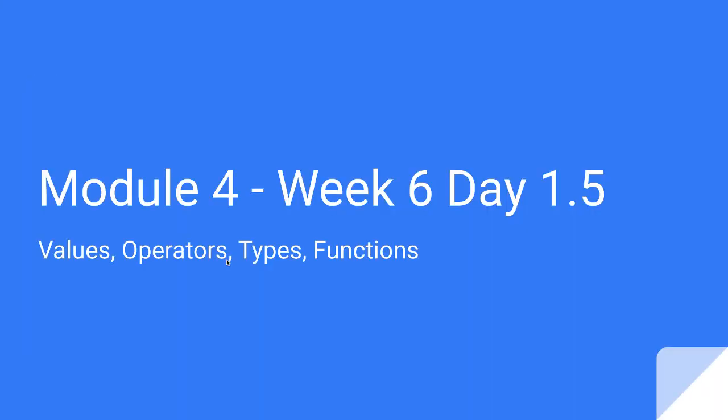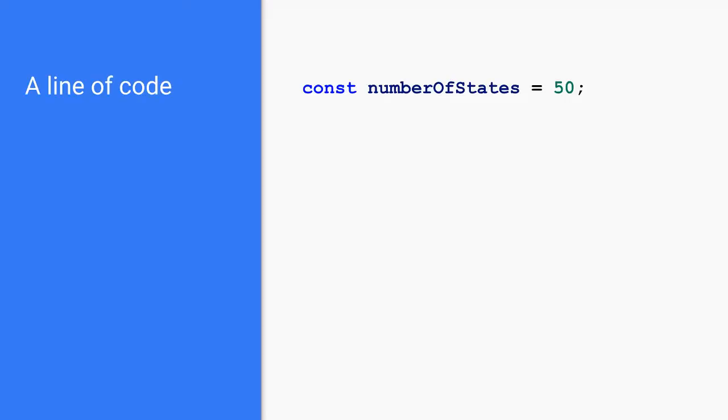This is day 1.5. This is our second lecture for the day. We're going to look at a line of code here. This line of code takes the value 50 and assigns it to the variable called numberOfStates. It's going to be a constant variable because we're using the const keyword there. And this is a statement, so this will cause the JavaScript interpreter to do something, and the end result of that is that there will be a variable that exists, and it will have the value 50.